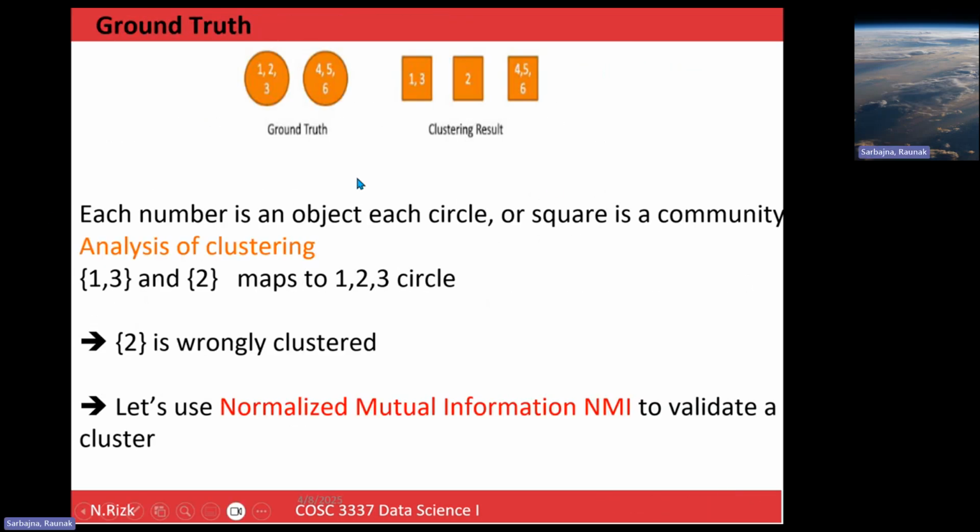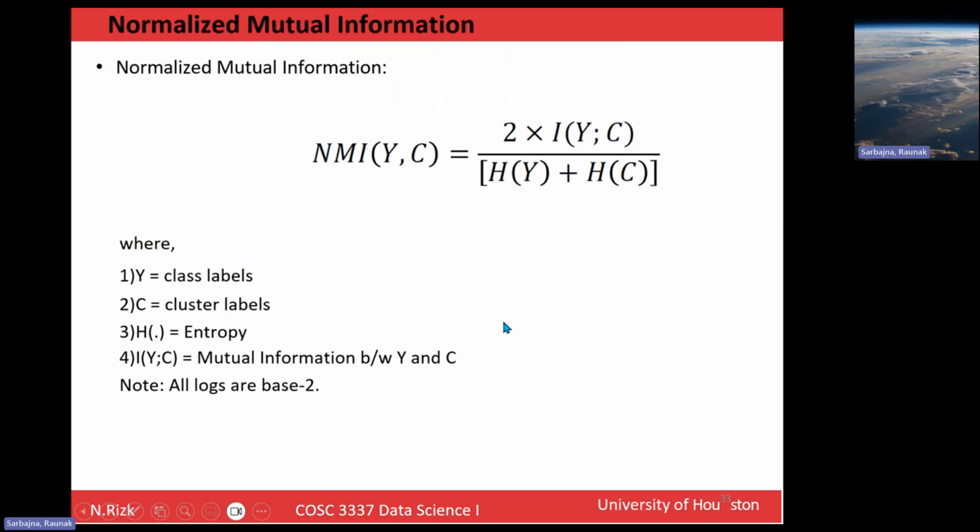So yeah, this is what I mean by, in the ground truth, 1, 2, 3 falls within one cluster and 4, 5, 6 falls within another cluster. And in the actual clustering result that we have gotten, 2 is a completely wrong cluster. So let's see how NMI works to compare it.